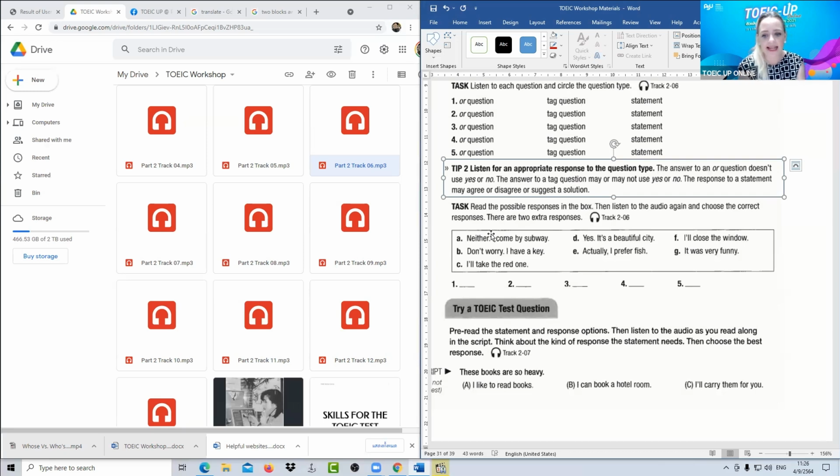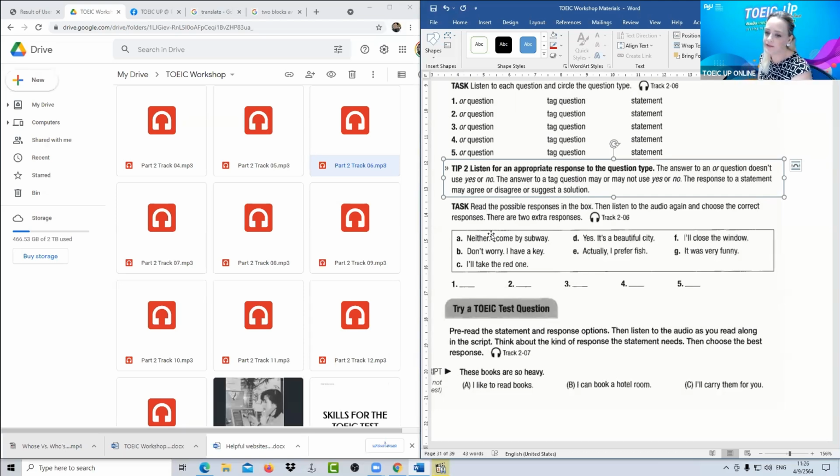C, I'll take the red one. What kind of question would that be? Or question. Most likely an or question. Would you like the blue one or the red one? I'll take the red one. Okay, so most likely an or question.